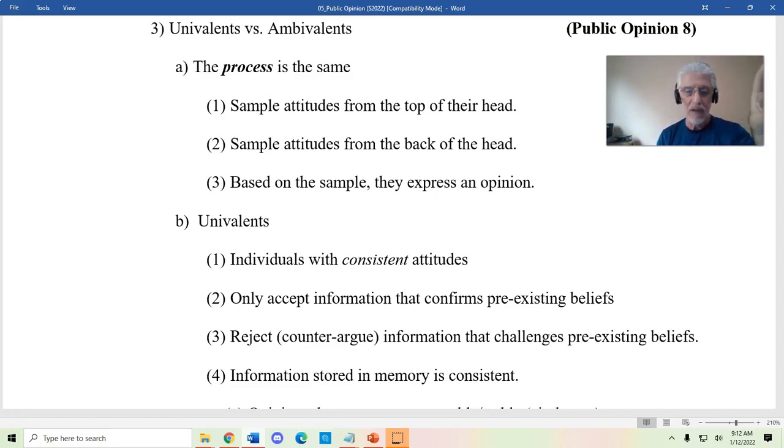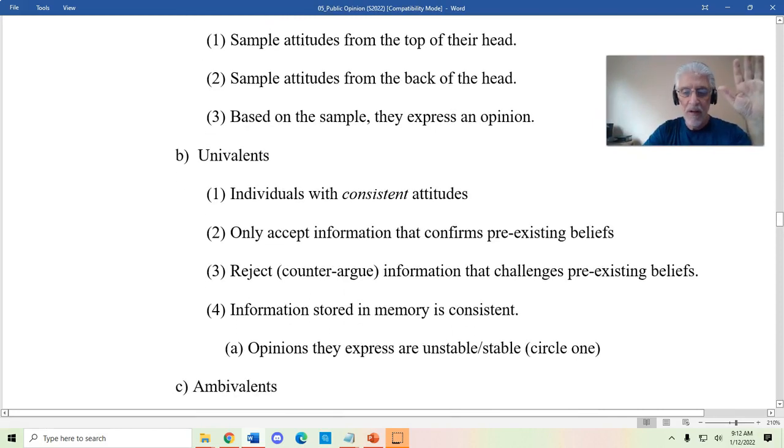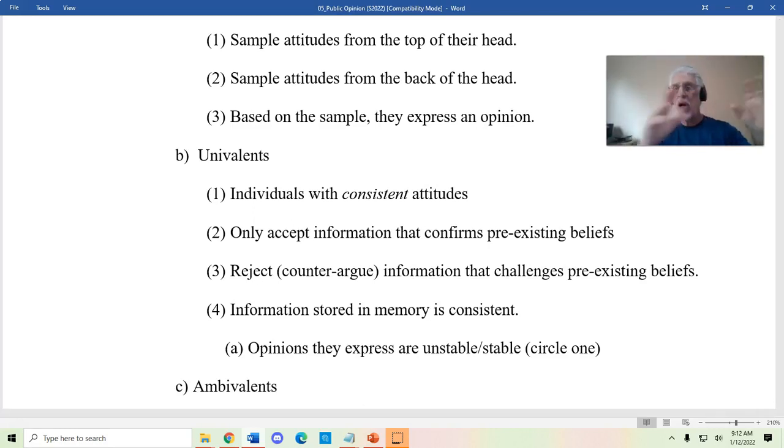That people who are univalent are going to reject or counter-argue information that challenges their pre-existing beliefs. And so as a result, the information that they have stored in memory is consistent, right? They have pluses or minuses, predominantly one or the other in their head, right? As a result, the opinions they express don't change.